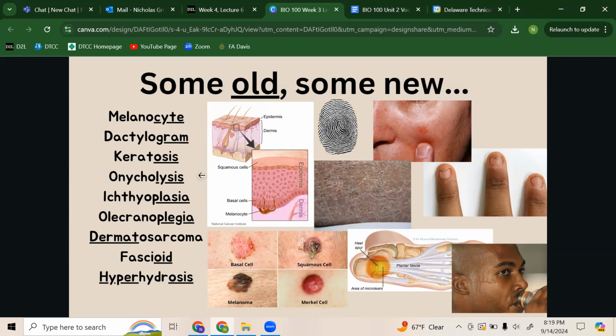Ichthyoplasia. Plasia is an old one that was on our first list. That's growth. Ichthy is dry or scaly. So this is dry or scaly growth. So this dry skin or growth of dry skin is ichthyoplasia.